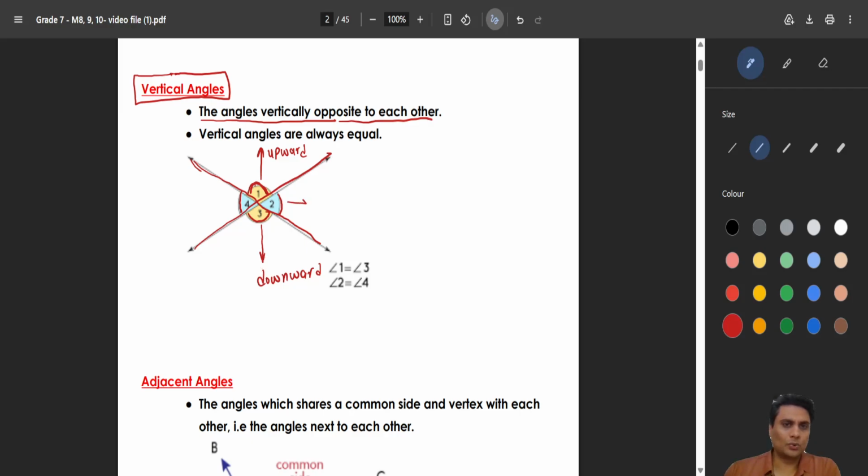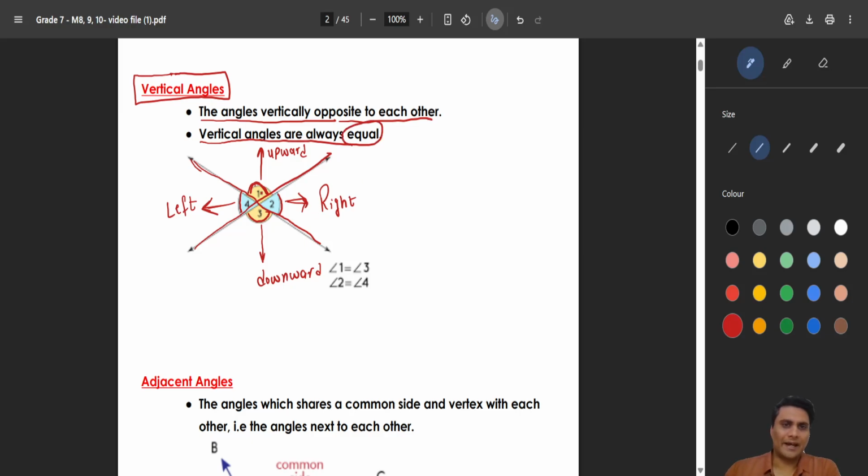Similarly, angle 2 is going in the right direction and angle 4 is going in the left direction. They are also opposite to each other, you can see. Exactly opposite, right? So they are also vertical angles. Now, why are vertical angles important? Because vertical angles are always equal.